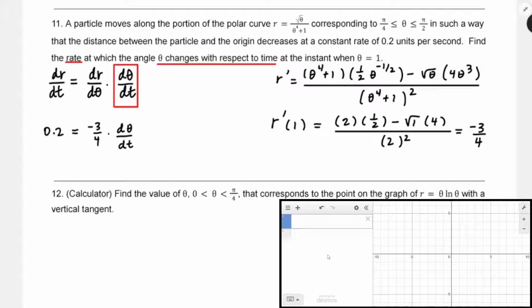So it'd be 4/3 of 0.2. But that's not going to be a very nice decimal, so maybe I'll go in and just change the 0.2 to a 1/5. Multiply both sides by 4, divide both sides by negative 3, and I'll say d theta dt at theta equals 1, which I probably should have labeled there. That's going to equal 4 over negative 15.